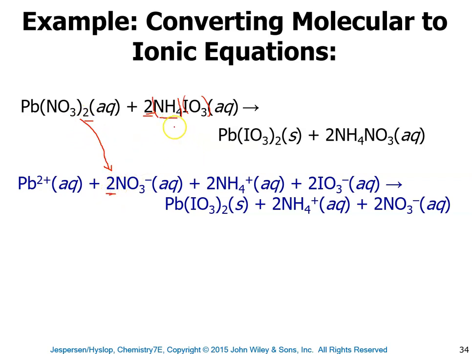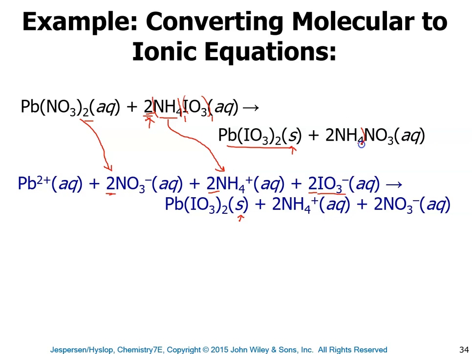NH4, we are going to break that down. That's a positive 1 because there's an inferred 1 here and an inferred 1 here. So for the iodate, we have a negative value here when we do the uncrisscross. And that 2 in the front tells us that we have to have 2 of those compounds each. On the other side, the lead iodate doesn't get broken apart because it's still solid, and we've written that state here as well.